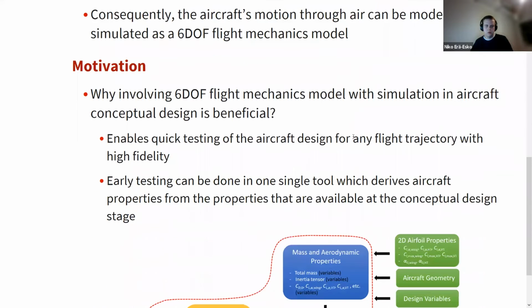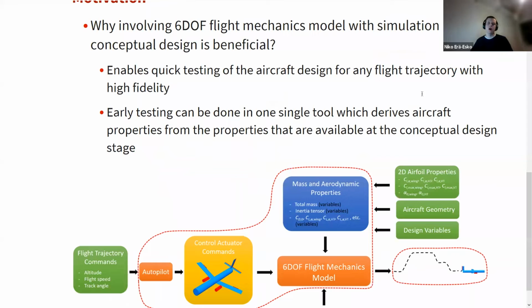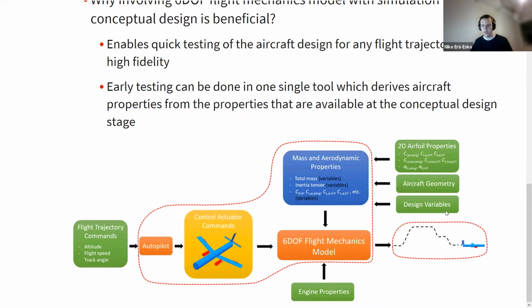Then we might think, why is it a good idea to involve this kind of 6 degrees of freedom flight mechanics model with simulation capability in aircraft conceptual design? Firstly, it comes down to the output of the model, that is the flight trajectory. It gives us the opportunity to assign pretty much whatever flight mission we want for the aircraft design, and then analyze its performance for that specific flight mission.